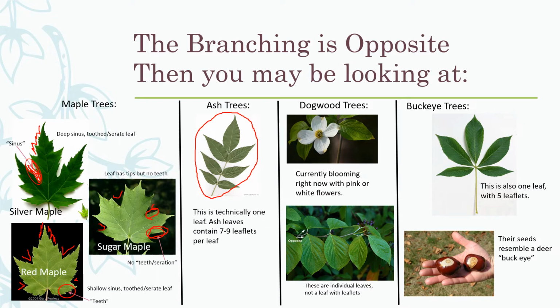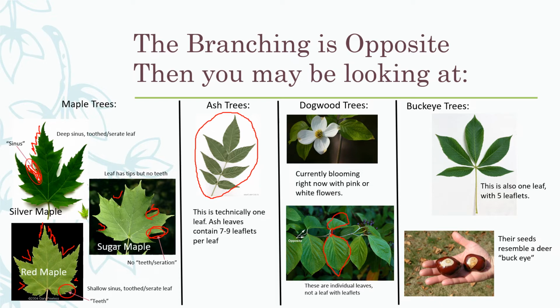Then we'll move on to dogwood trees. Dogwood trees, again, have opposite branching. They tend to be a shorter tree unless they're very, very old. They have very pretty 4-petaled blooms on them. They're currently blooming right now. They're either going to be pink or white. And then they've got very simple, boring looking leaves, but they come out opposite of each other.